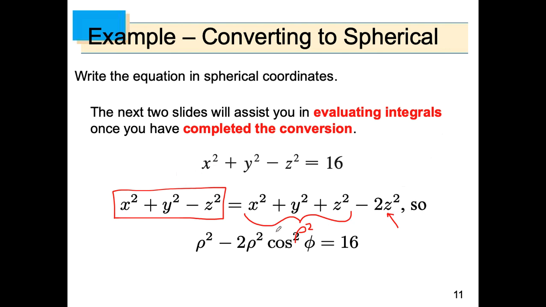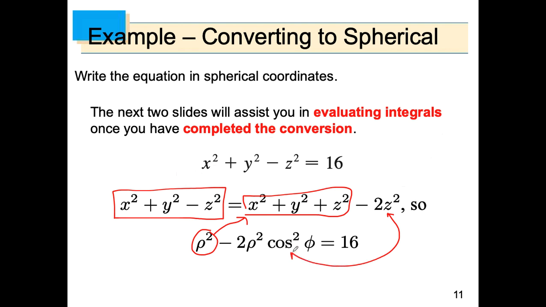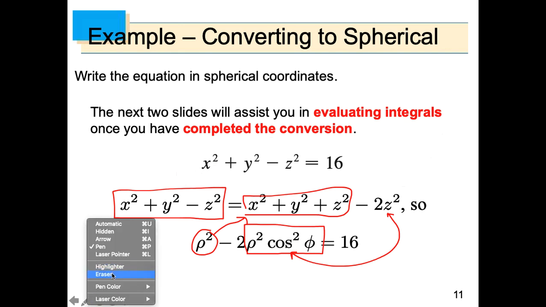And this ends up becoming rho squared minus 2 rho squared cosine phi squared. So let me go ahead and point out where all that came from. So again, this rho squared here came from the first three terms here. And then z squared here ends up being this portion of the expression down here. And that's it. That's all you have to do.